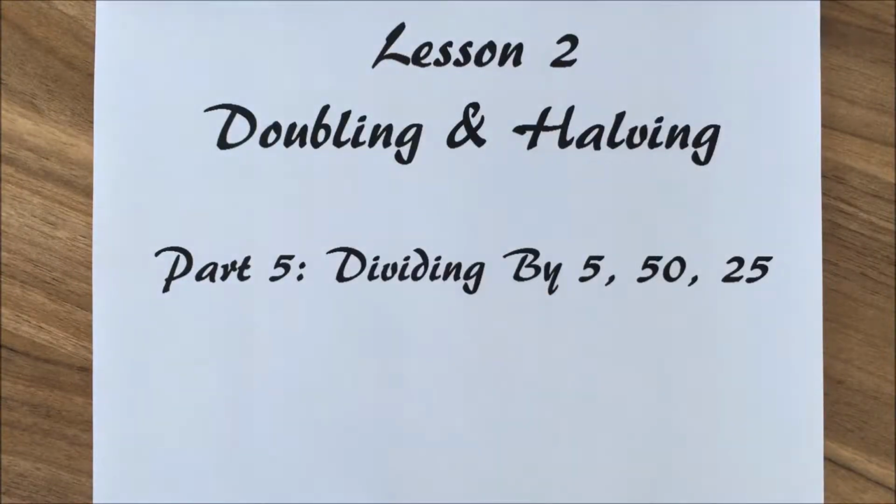In the previous video, we did part 4 of lesson 2, that was multiplying by 5, 50, 25, etc. And in this video, that is part 5, we'll do the opposite of that, that is dividing by 5, 50, 25, etc. That's coming up.